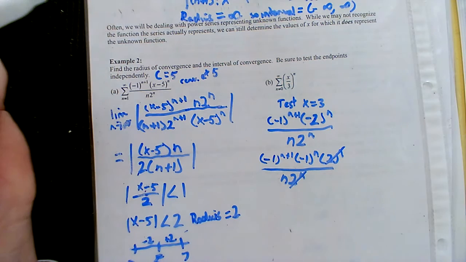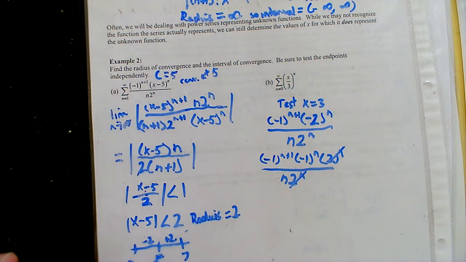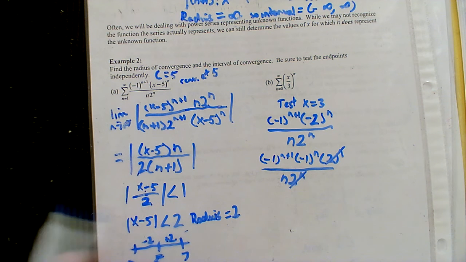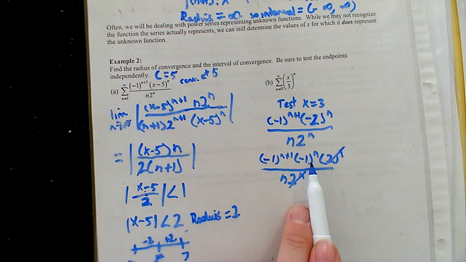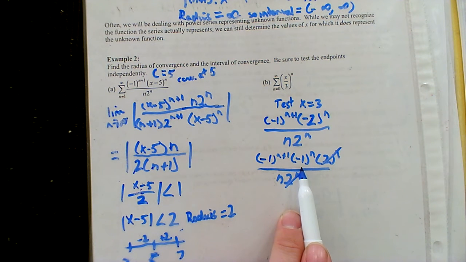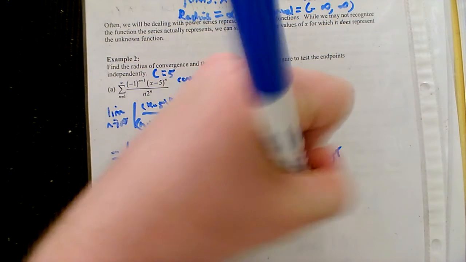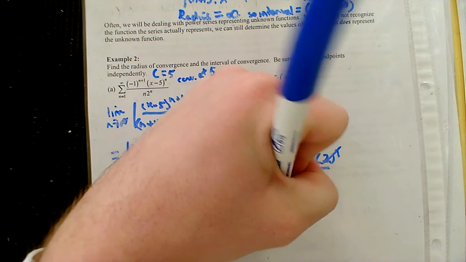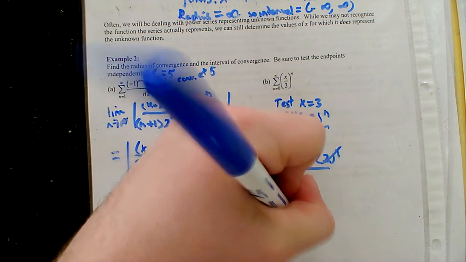Now the 2 to the n's cancel. We have the same bases here, -1 and then n plus 1 and -1 and n. So what do we actually get when we combine those? We have the same base, so we would have -1 to the 2n plus 1 over n.